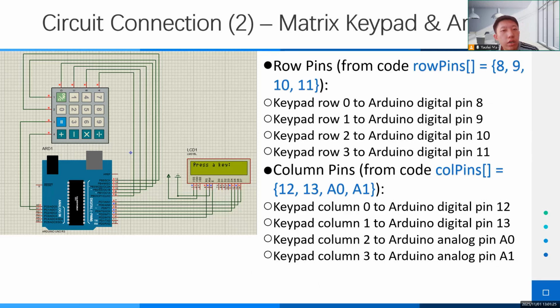Column pins 12, 13, A0, A1. These are the column pins of the keyboard. So keyboard column 0 connects to Arduino's digital pin 12. Column 1 connects to Arduino's digital pin 13. Column 2 connects to Arduino analog pin A0. Column 3 connects to Arduino's analog pin A1. With these connections, the keyboard can send signals to the Arduino.